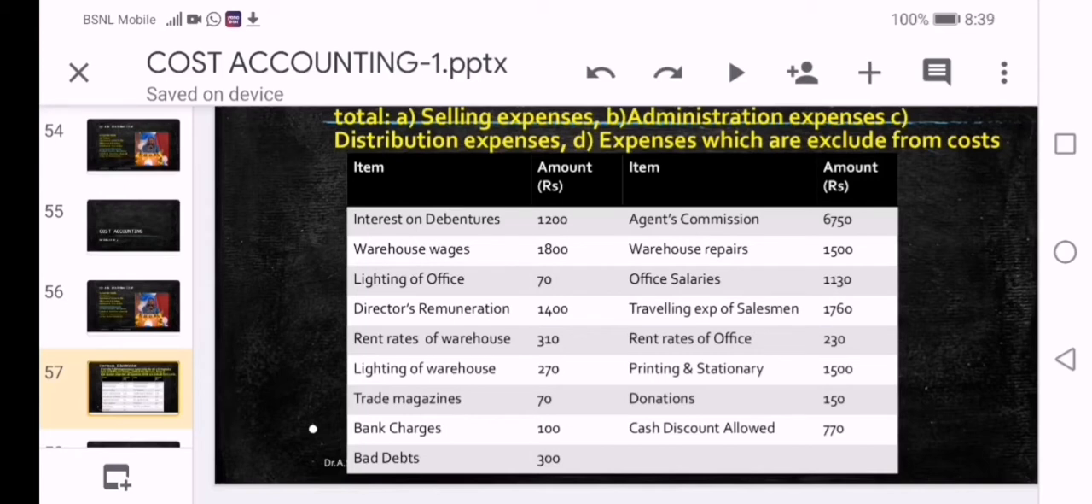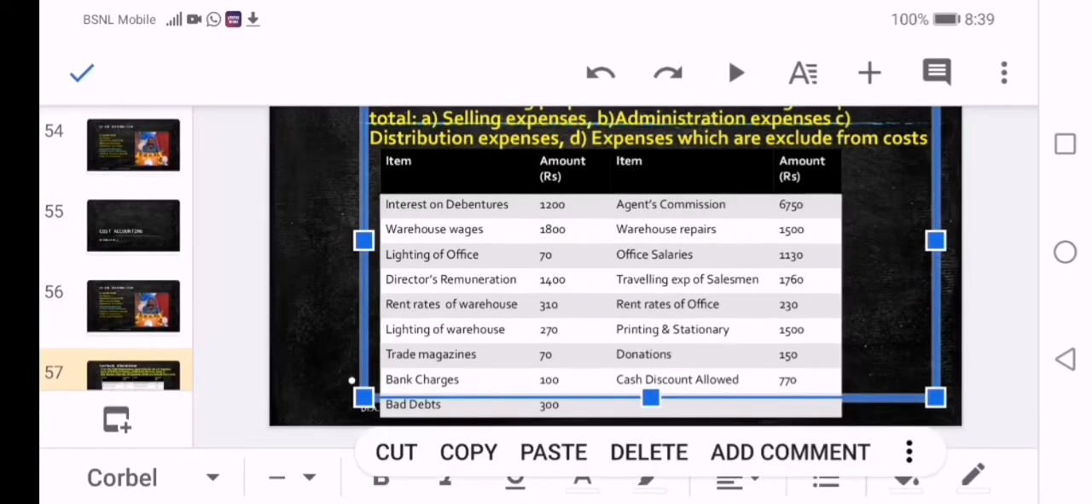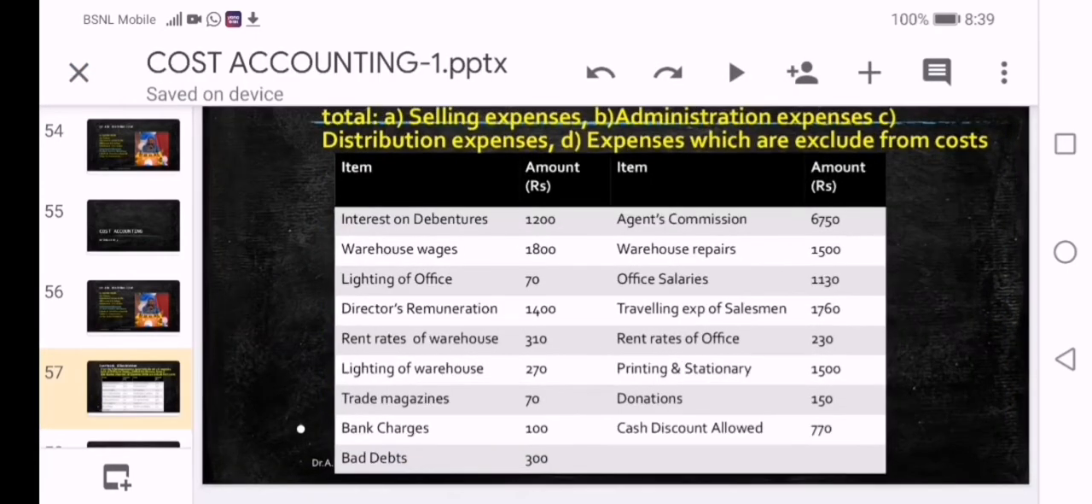All the financial expenses are not taken in the computation of cost sheet or total cost. Financial expenses are not part and parcel of production of goods. Therefore, these financial expenses, when you identify, you can keep in the category of D, that is expenses which are excluded from costs. For example, interest on debentures, very first item.